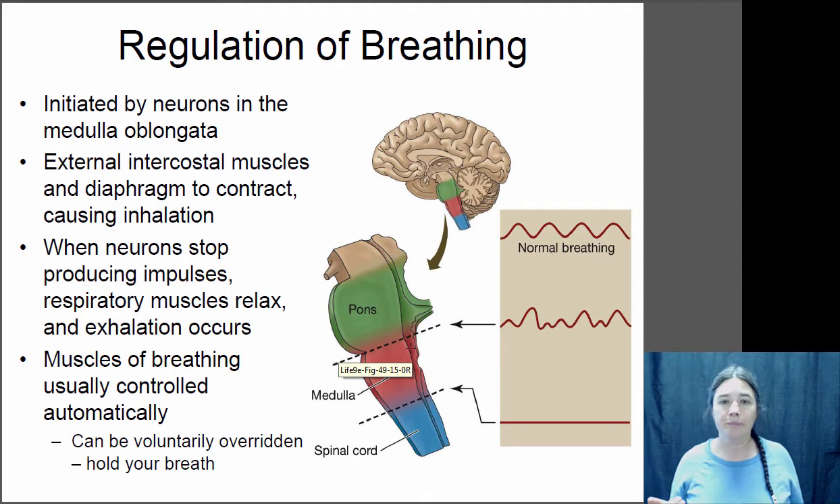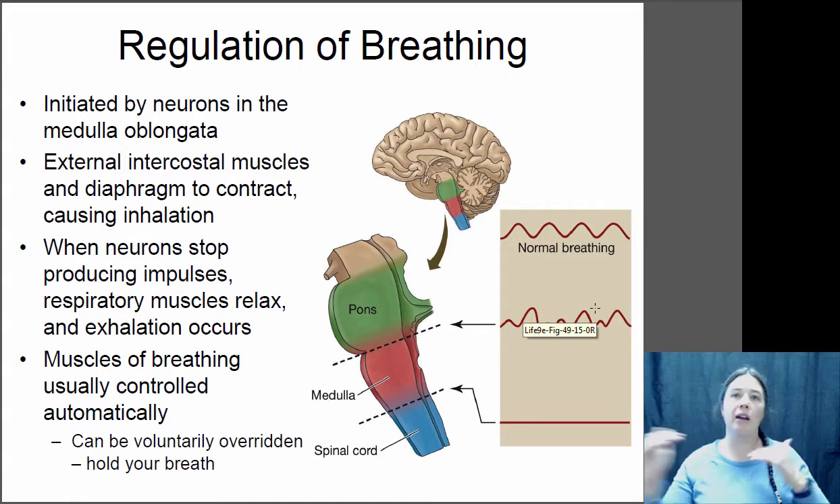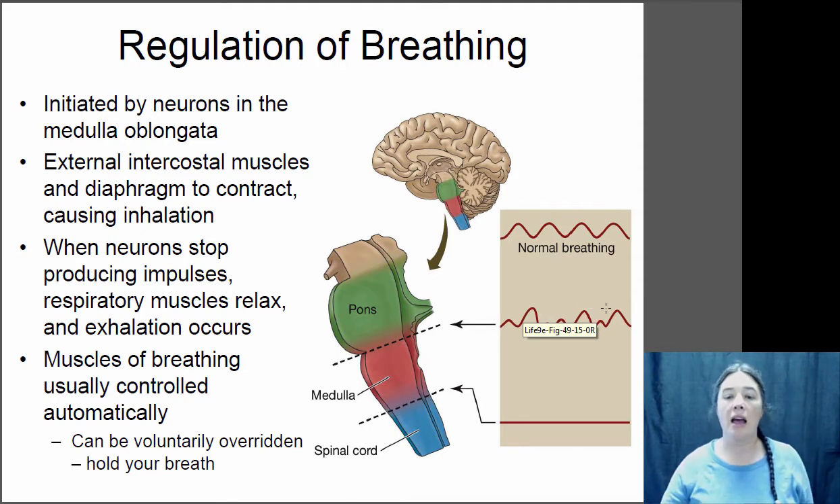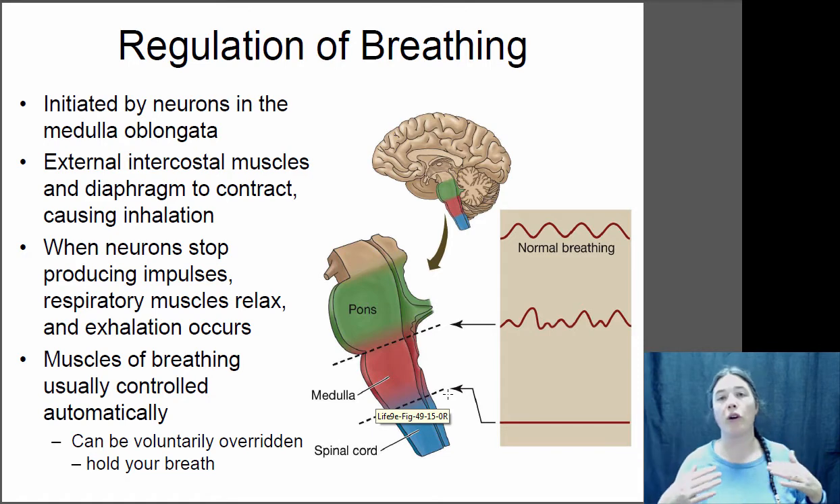If you have a break in the spinal cord between the pons and the medulla, you will still breathe, but it won't be regular. It'll be kind of more sporadic because the pons is really what's giving it that regular system. If you have a break below the medulla, then there's no signal from your brainstem getting to the rest of your body. And so you will not breathe at all, and you'll need to be put on a breathing machine.